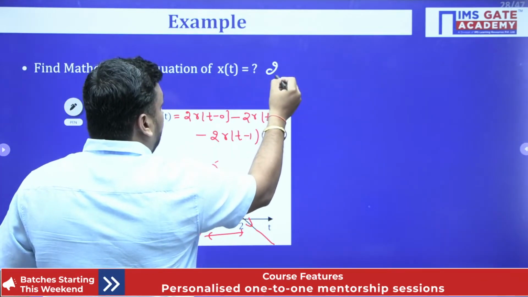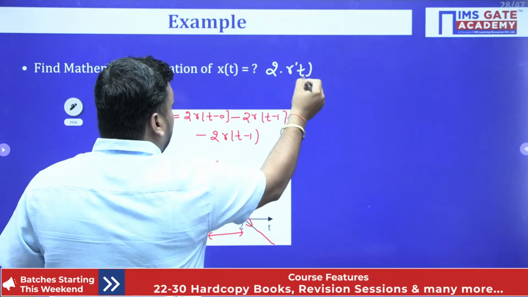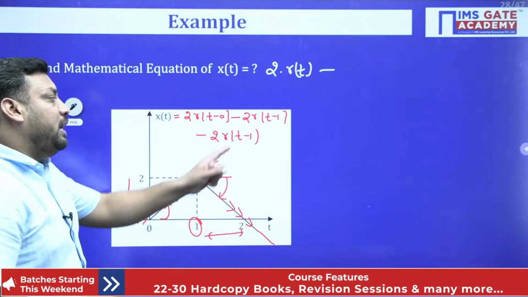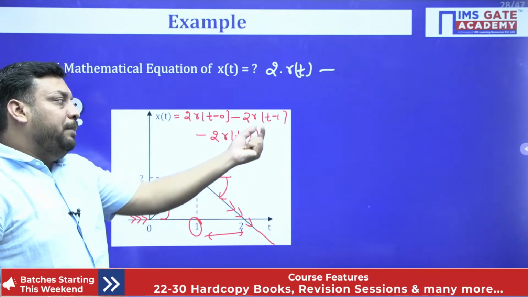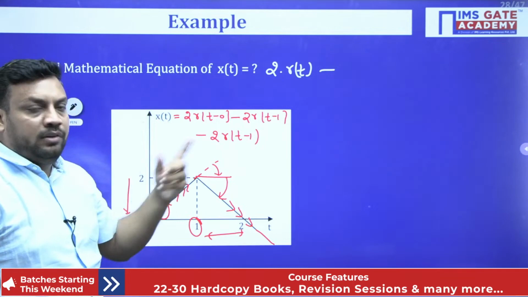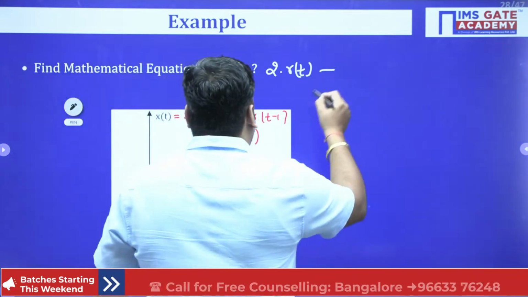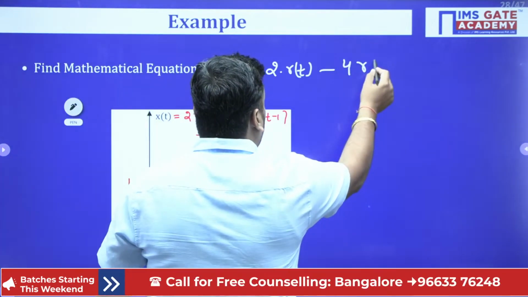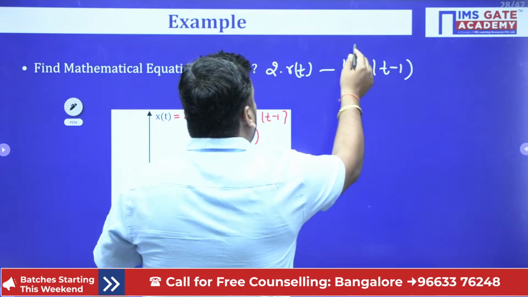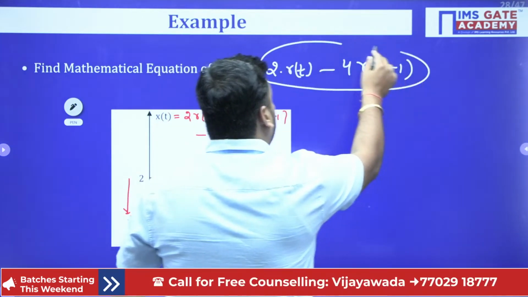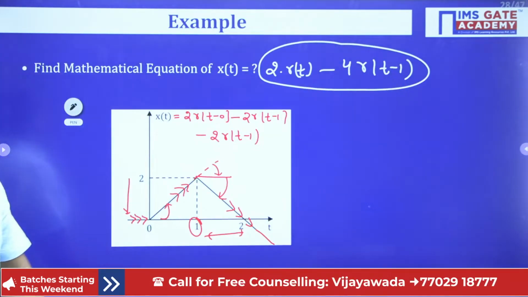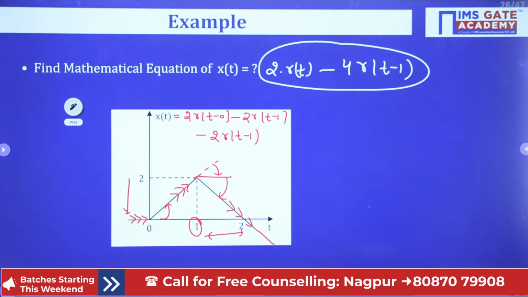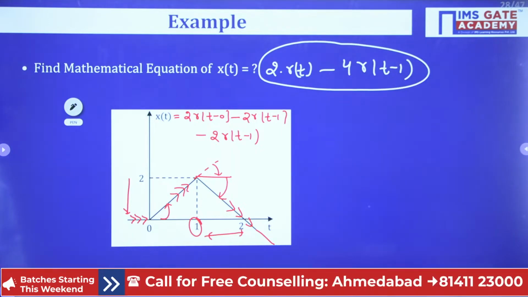can be 2 r of t, minus, because here the ramp nature is the same and the base value is the same, t minus 1. So I can add: minus 2 and minus 2 will become minus 4 r of t minus 1. So this is my final equation of x(t), guys. I hope it is clear. I hope example number 2 is crystal clear to you.